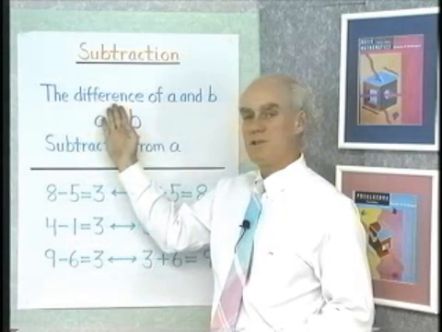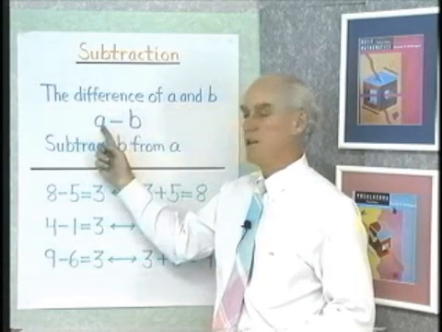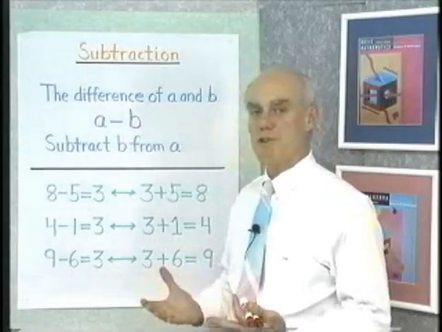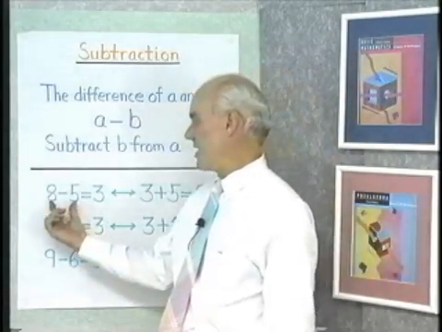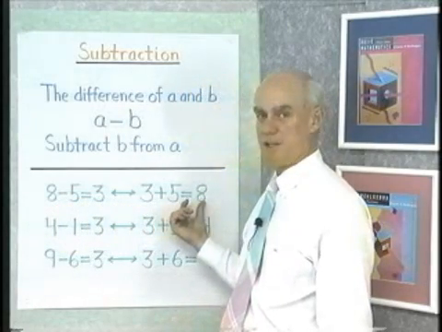So the word difference is always associated with subtraction. And when I say the difference of A and B, I mean in that order, A minus B. Now as far as subtraction goes, it's sort of the inverse operation of addition. So I say that 8 minus 5 is 3 because 3 plus 5 is equal to 8.